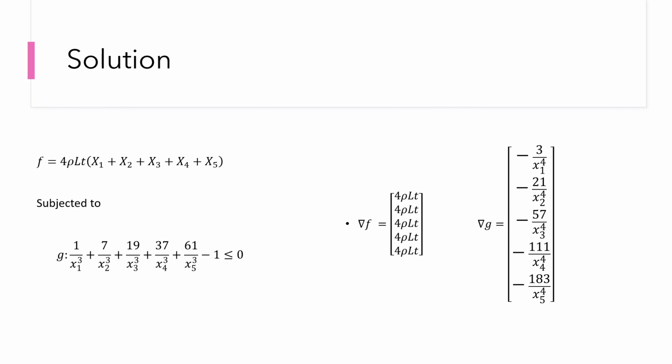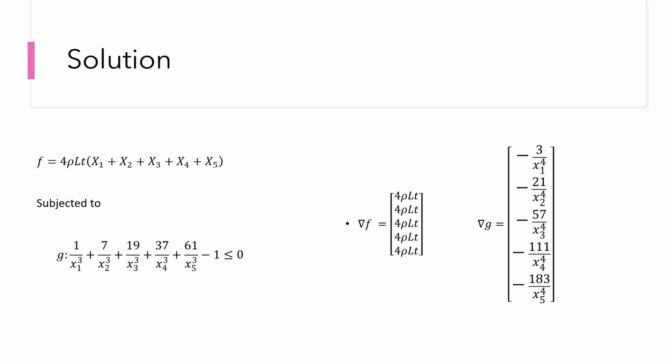So we are going to use sequential linear programming to solve this problem, and we need the gradient vectors to do this. We are also using sequential quadratic programming, so for both we need the gradient of the functions f and g. G is the function of the condition and f is the one that we are trying to minimize.